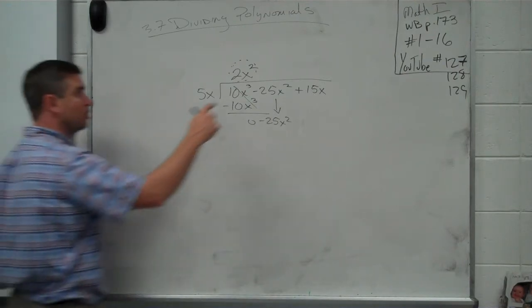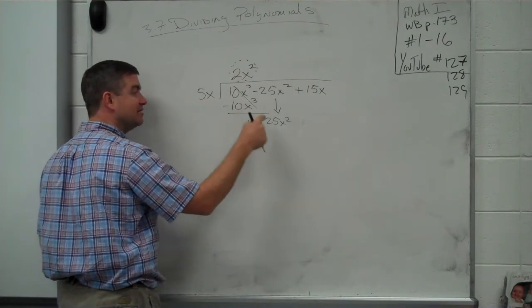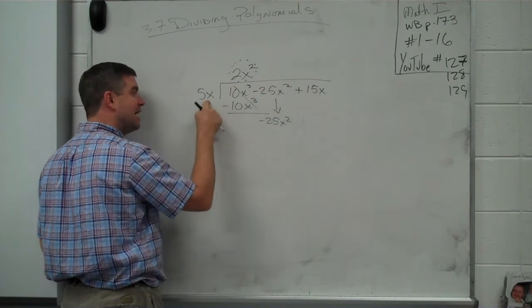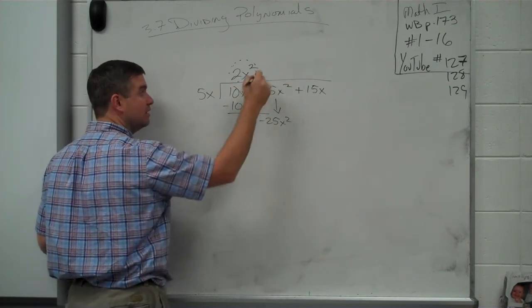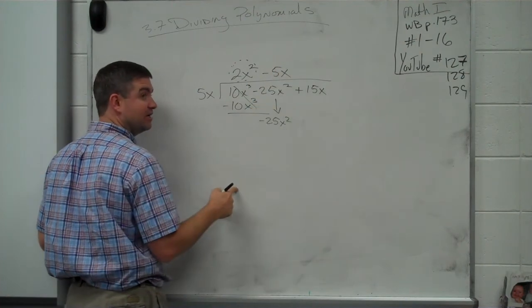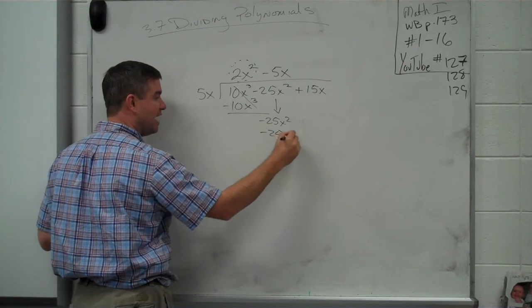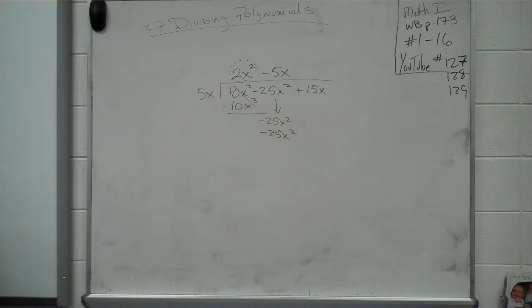Alright, now we're going to put a number here that multiplied by 5x gives me negative 25x squared. This times this gives me exactly this. What is that value? Negative 5x. Very good. Negative 5x times 5x is negative 25x squared. It's exactly the same.